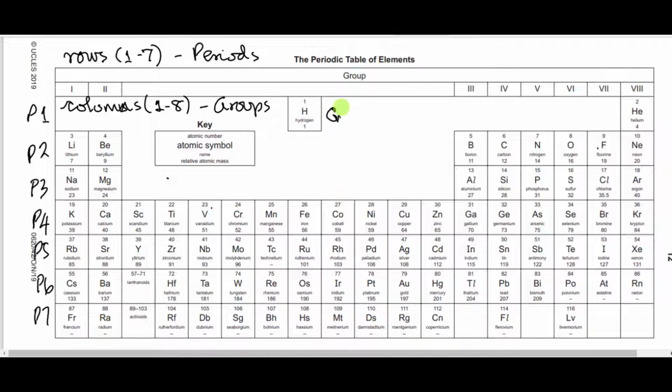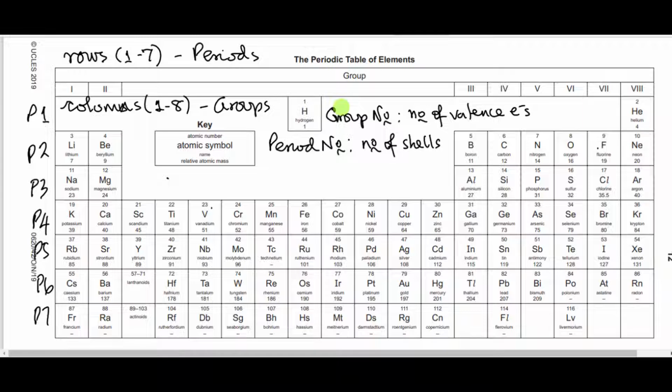The group number represents the number of valence electrons in the outermost shell of the atom of an element, while the period number represents the number of shells. The number of shells in the atom of an element, right?